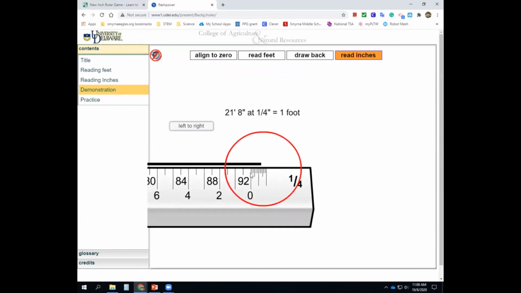All right. And we can see that there are 12 marks from here to here. 1, 2, 3, 4, 5, 6, 7, 8, 9, 10, 11, 12. So that means each one is an inch. This goes all the way to here, I believe. So that's 6 in the middle, 7, 8. So yeah, that's what they wrote here, 8 inches. Okay?